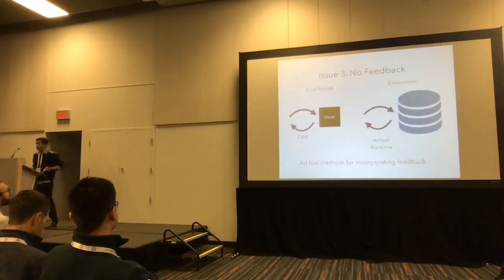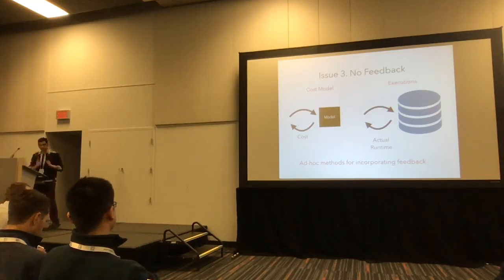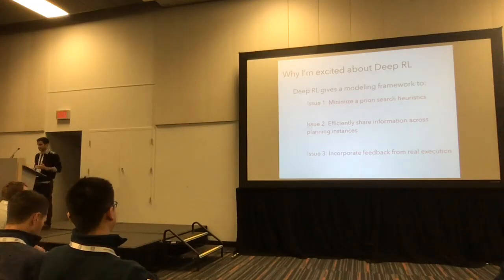And finally, the obvious third issue here is there's no feedback. This cost model can be arbitrarily different from the real world. We have a new cluster, we have new hardware, we have new other processes that are running on our server. Suddenly that cost model, which is a proxy for runtime, may start behaving very differently than what the actual runtimes are when you execute these queries. So we have these three issues. We have lots of heuristics, we have no shared information between instances, and we have no method for feedback.